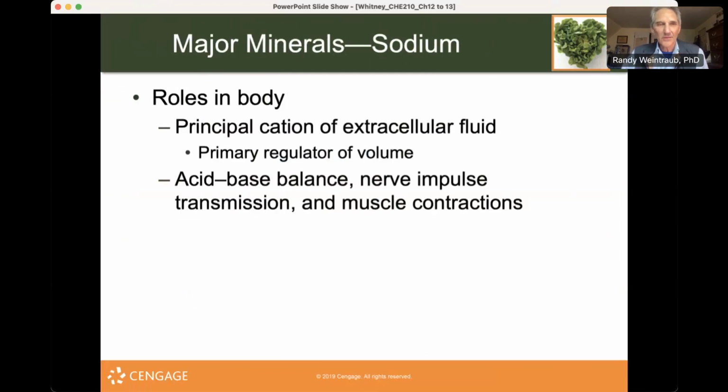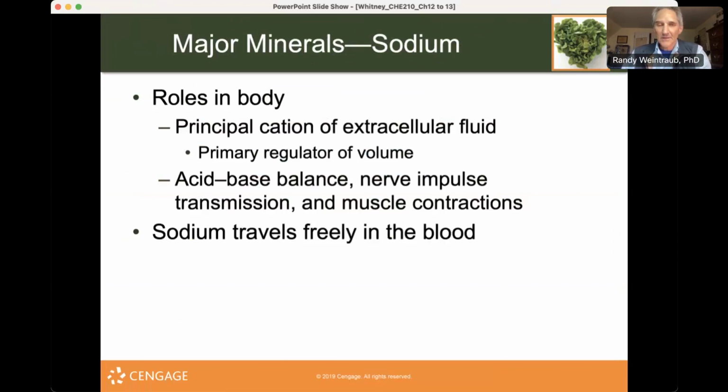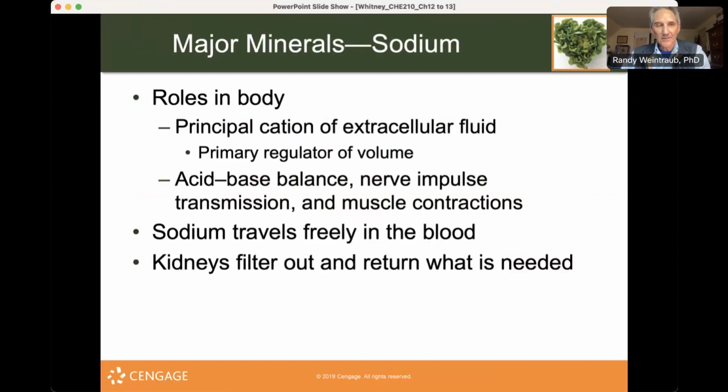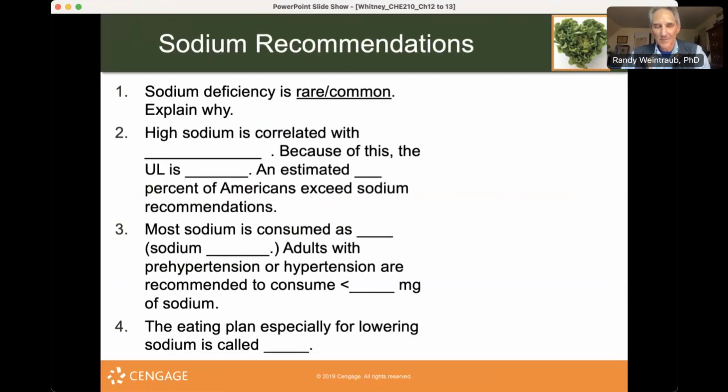So for sodium, it's the principal cation, positive ion, in extracellular fluids. It helps maintain acid-base balance and is involved in nerve impulse transmission. Sodium travels freely along with other ions in the blood. Kidneys, we talked about this, filter out or maintain the amounts of sodium. Sodium deficiency is rare. You might think of why.